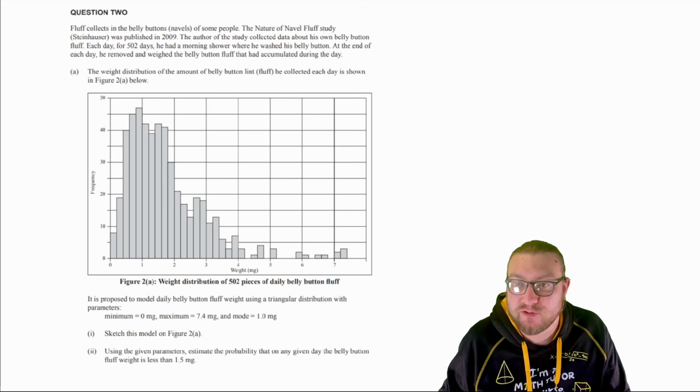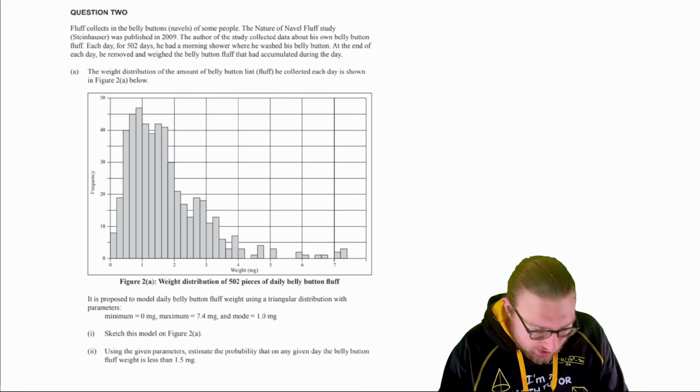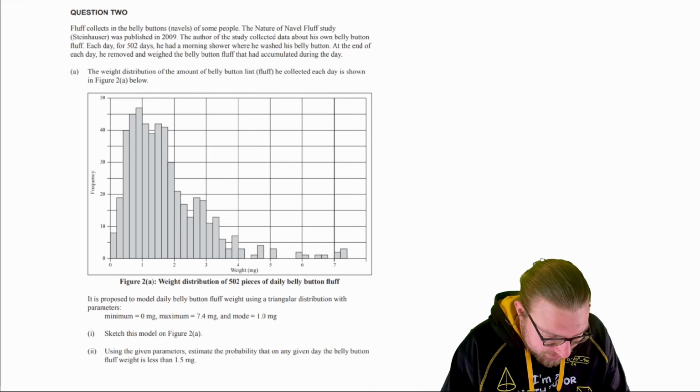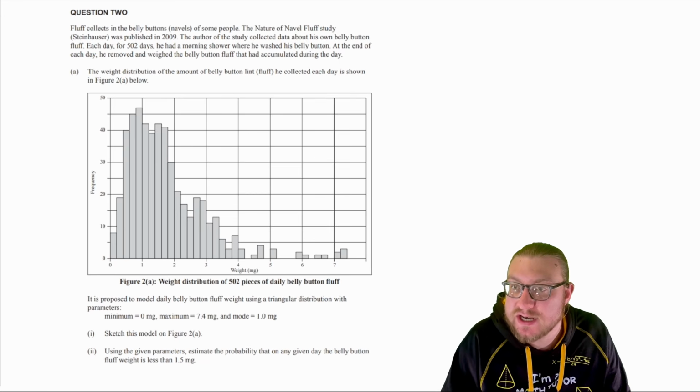All right, we are back for question 2. Sorry, I do not have enough time to do all the questions in one go. So let's give this one a quick read. So, fluff collects in the belly buttons of some people. The nature of naval fluff study from Steinhauer was published in 2009.